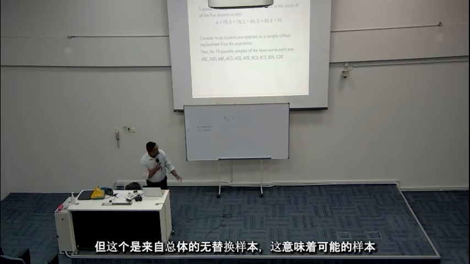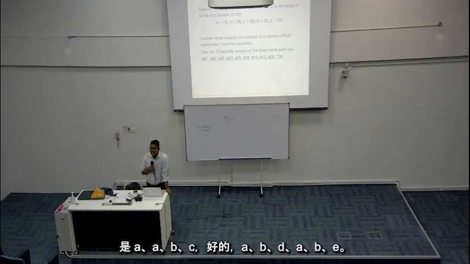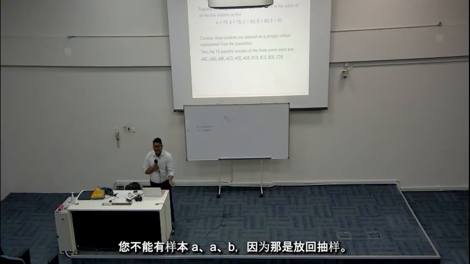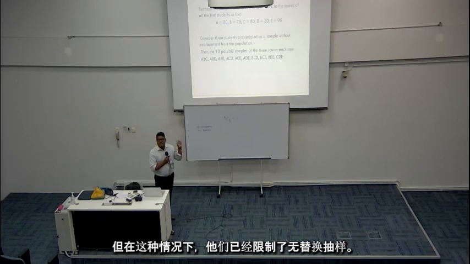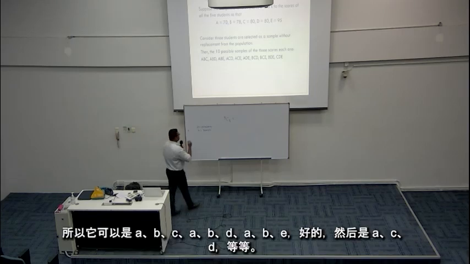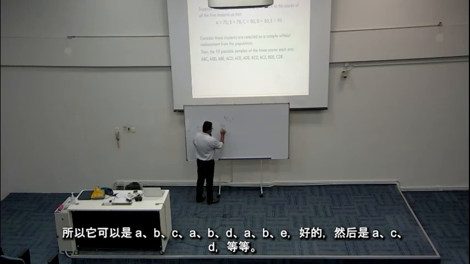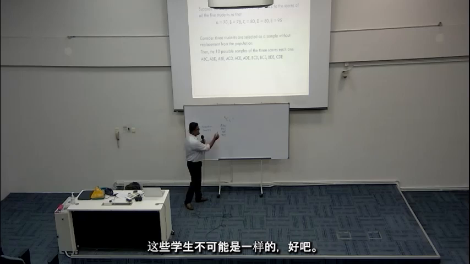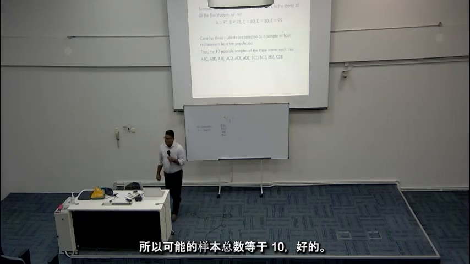Okay, this is without replacement from the population, which means the possible samples are A, B, C, A, B, D, A, B, E. You cannot have the sample A, A, B, because that is sampling with replacement. But in this case, they already restrict it to sampling without replacement. So it can be A, B, C, A, B, D, A, B, E, and then A, C, D, and so on. These students cannot be the same. So the total number of possible samples is equal to 10.